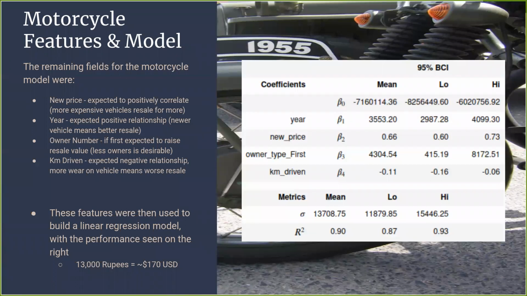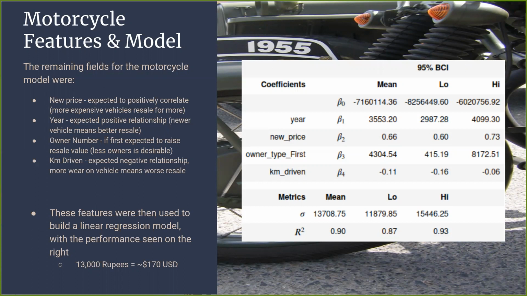So now jumping into building our motorcycle model, the features we were left with were new price. We expect this to positively correlate to resale value. A more expensive vehicle would probably resale for more. Next was year, again positive because we expect newer vehicles to resell for better prices. Owner number, we expected first owners to get a little bit better prices on their vehicles just because it's desirable to have a vehicle with fewer owners. And then kilometers driven. So we expected a negative relationship here, as the more wear and tear on a vehicle, the less it should resale for.